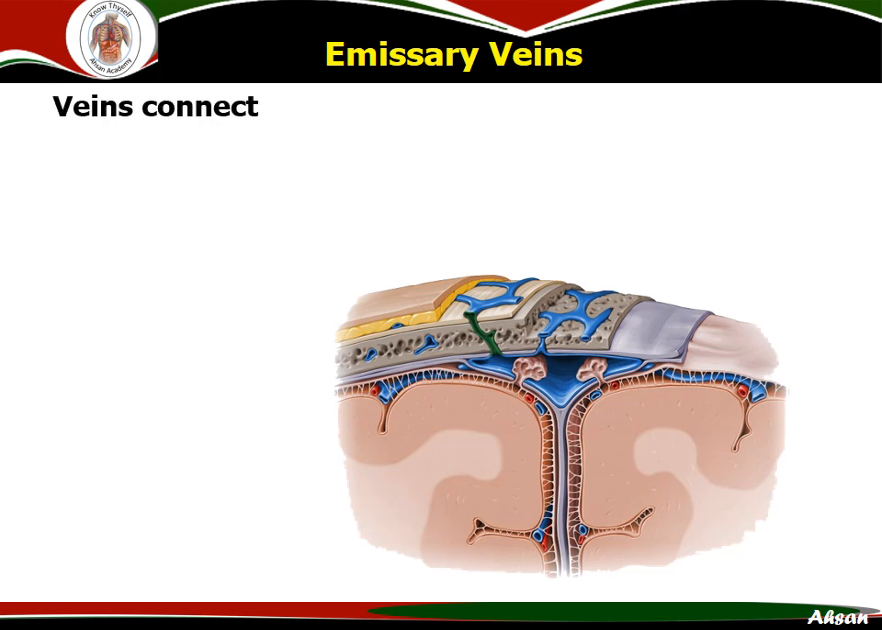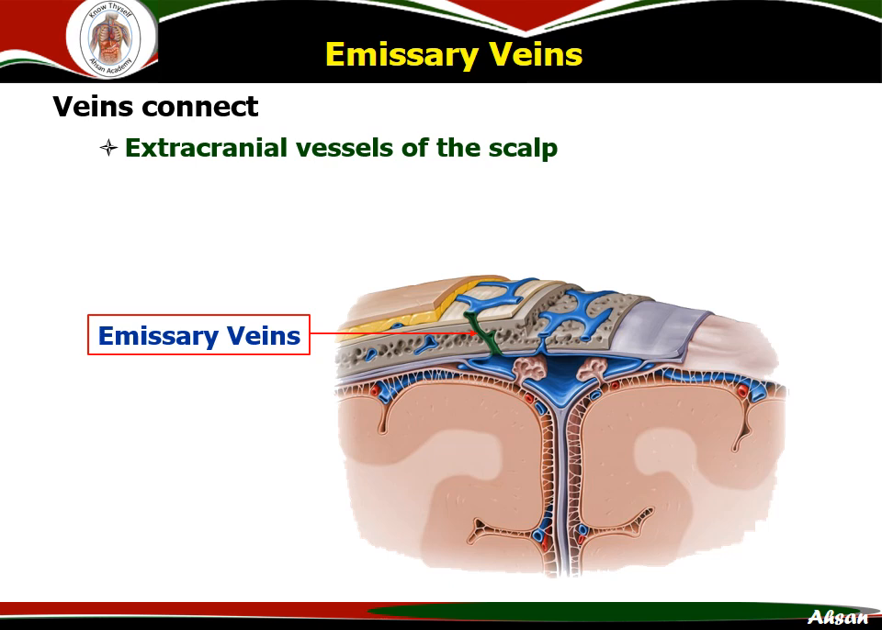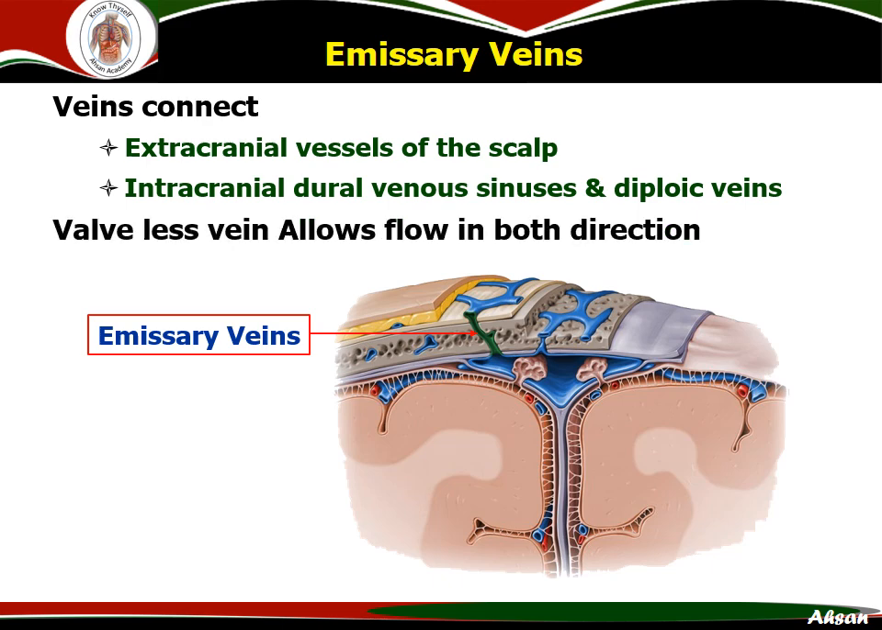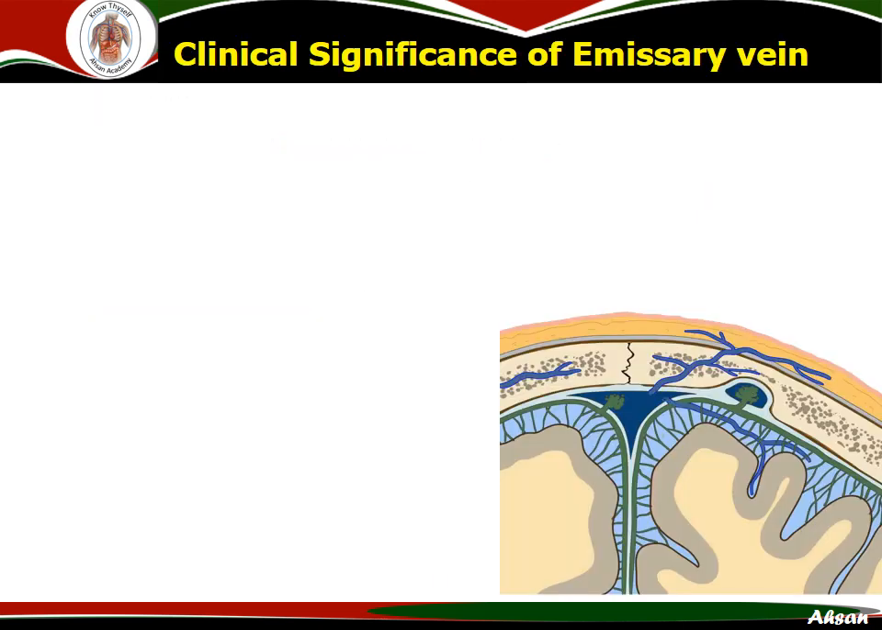Emissary veins are the veins that connect the extracranial vessels of the scalp with the intracranial dural venous sinuses as well as the diploic veins. So these are the connections between the vessels outside the skull and inside the skull. This allows the flow of blood in either direction because there is no valve in it. This is clinically very important, so let us discuss the clinical significance of the emissary veins.